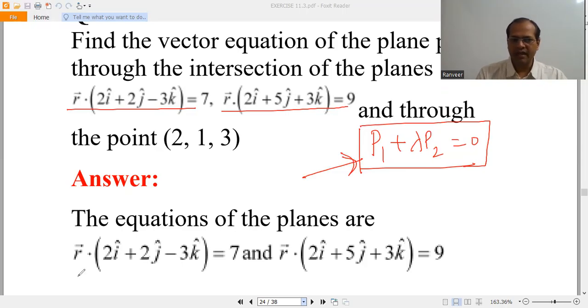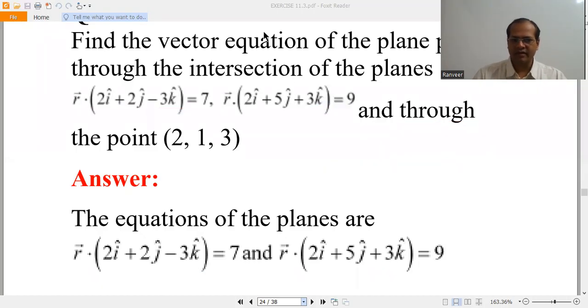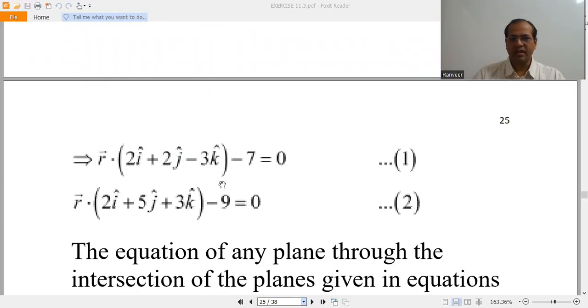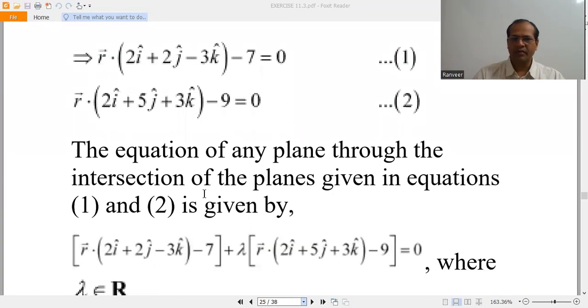So the equation of the plane R1 is given, and R2 is given. These are the two planes, P1 and P2. This is nothing but the plane equation. So the equation of any plane passing through the intersection of the first and second, we can write here. First of all, we have to bring this into the equation format. So r dot (2i plus 2j minus 3k) minus 7 plus lambda. This is the equation, where lambda belongs to R.